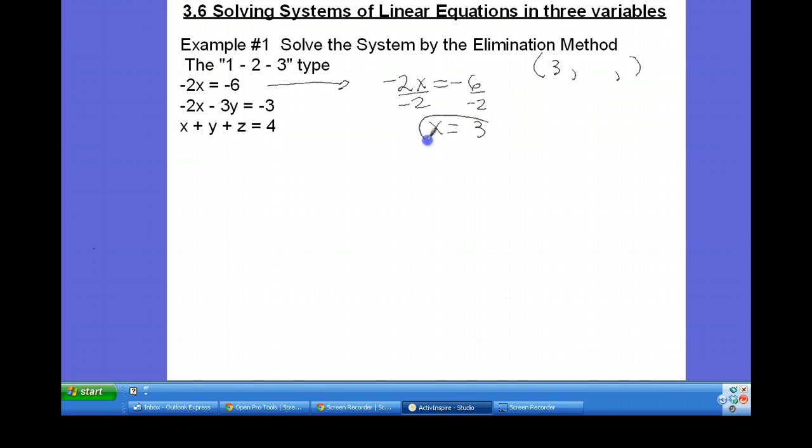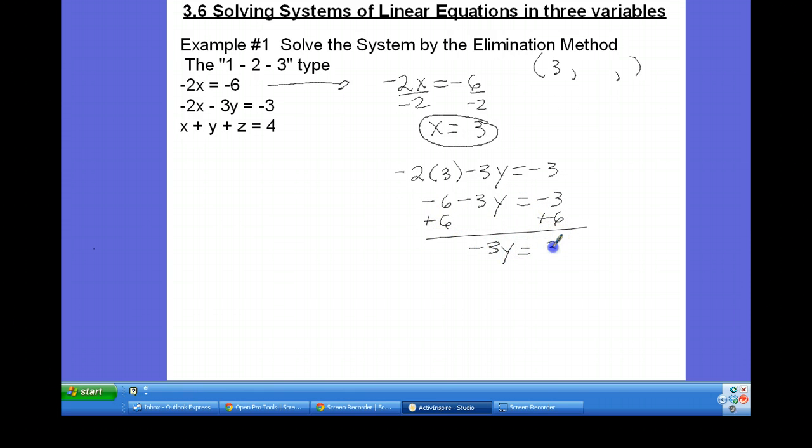We take that answer and we plug it into the two variable equation. So this would become negative 2 times 3 minus 3y equals negative 3. And we're going to solve that. Negative 6 minus 3y equals negative 3. Add 6. Negative 3y equals 3. Divide by negative 3. And the y-coordinate is equal to negative 1. So we know that's negative 1.